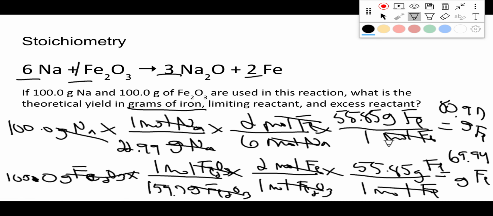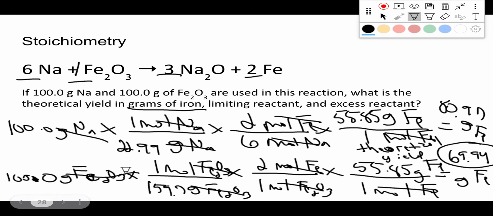So now that I've done all the math, I have to look at my answers. Which answer is smaller? 69.94 is smaller. This is going to be my theoretical yield. Fe2O3 is my limiting reactant. And that makes Na my excess.